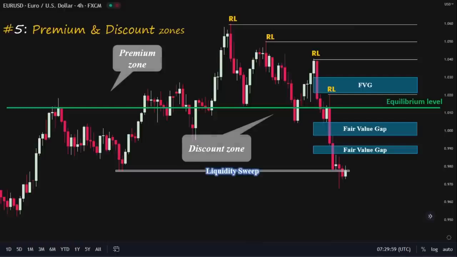Hence, whenever price is below the equilibrium level, or in the discount zone, we should be taking long positions. Similarly, whenever price is in the premium zone, which is considered to be expensive, we should be taking short positions. Long positions should not be taken in this area. So, let's move on to the last checkmark.